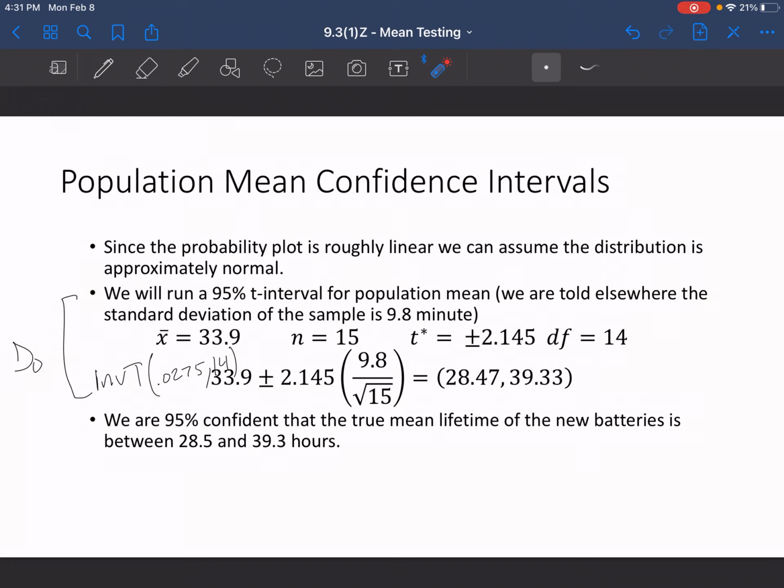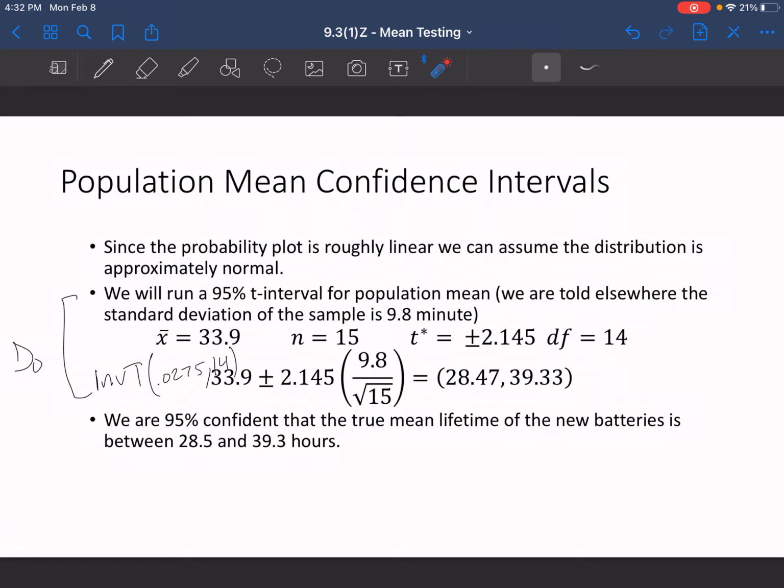From there, I would perform my calculation: 33.9 plus or minus my critical value times my sample standard deviation of 9.8, which it tells us right there, divided by the square root of the total number in the sample, which is going to give me a confidence interval of 28.47 to 39.33.